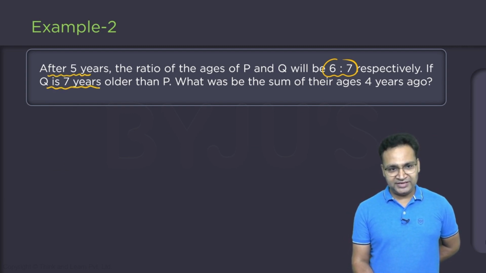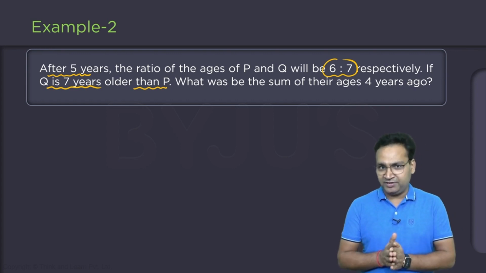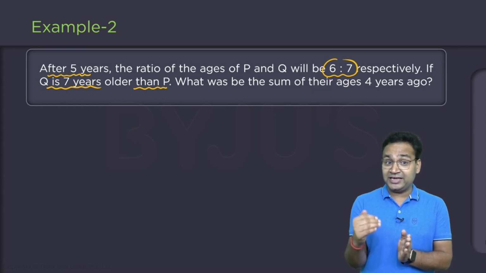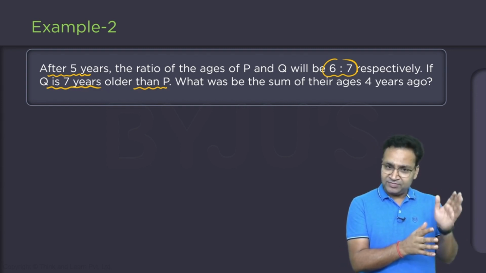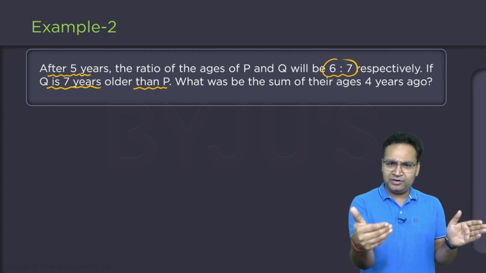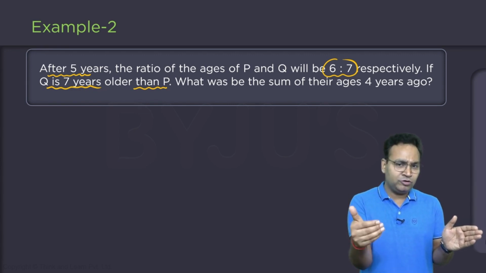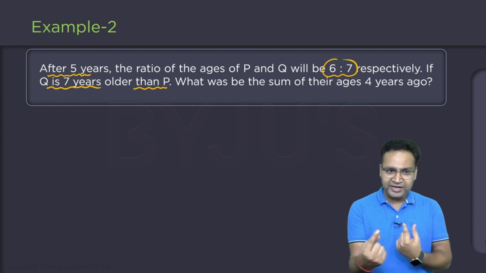If Q is 7 years elder than P, now tell me, if currently Q is 7 years elder than P, after 5 years, Q is elder to P by how many years? Think about it. I'm repeating this once again. Currently Q is 7 years elder to P. After 5 years, how many years elder would he be?